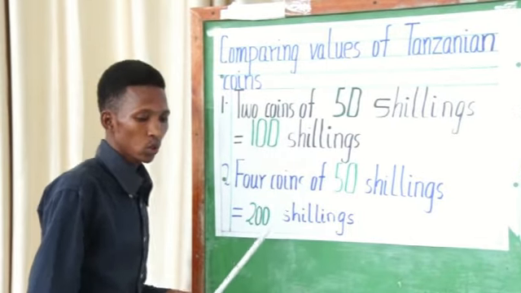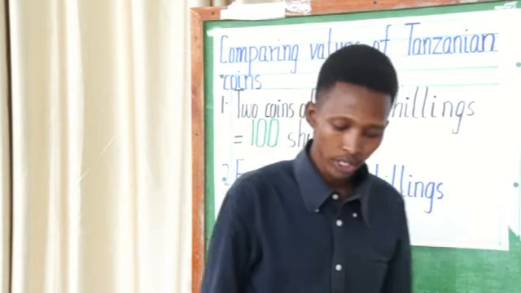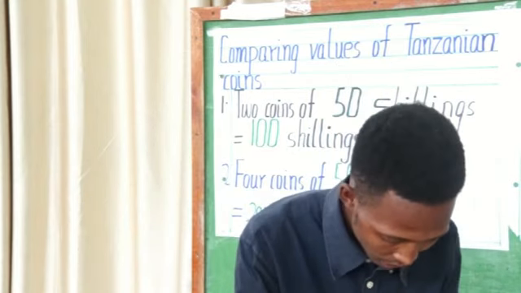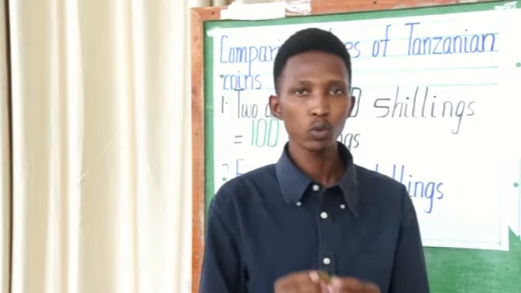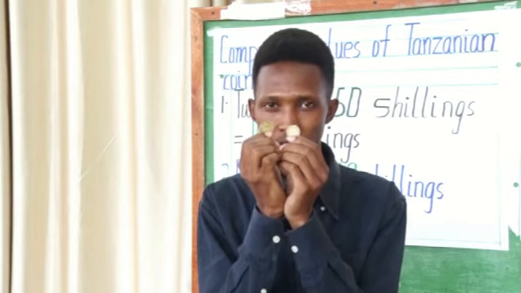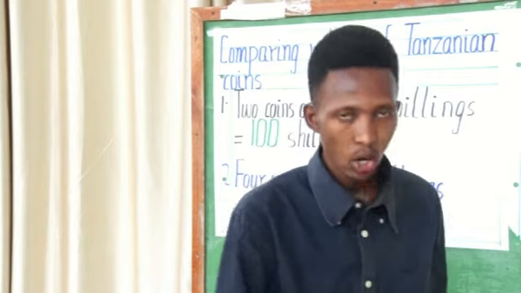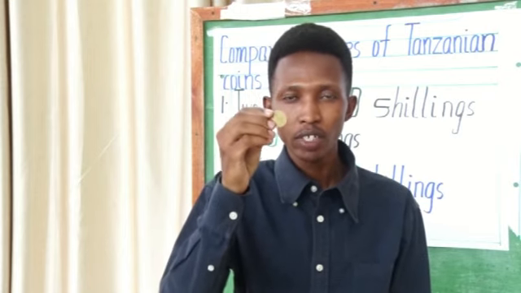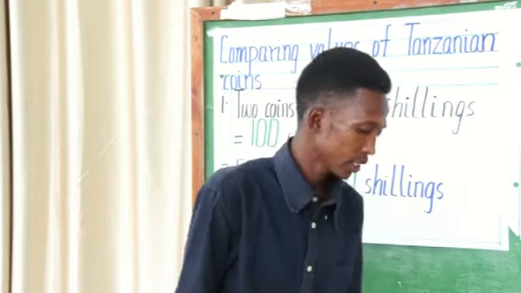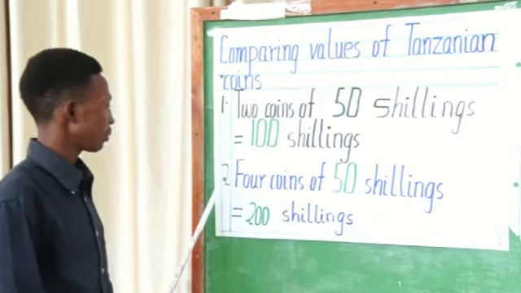So this means you have already learned how to add the coins. I want to remind you that if I have 2 coins of 50 shillings, when I put them together, this means I will get 100, one coin of 100 shillings. So this means 50 shillings plus 50 shillings, we get 100 shillings. Yes. Let's go to the second example.